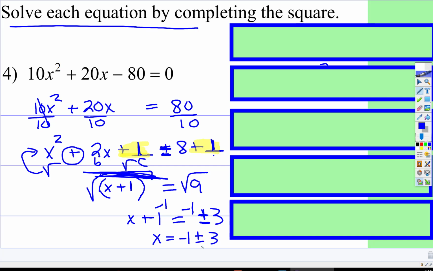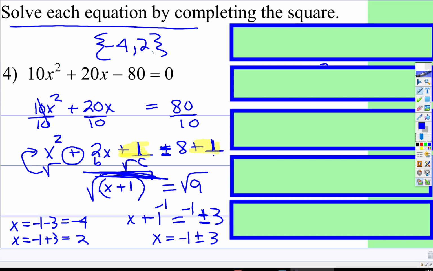plus or minus 3. So x will equal negative 1 subtract 3, which is negative 4. And x will equal that negative 1 plus 3. Negative 1 plus 3 is positive 2. And then the solution set brackets. Negative 4 is smaller, so we're going to do that first.